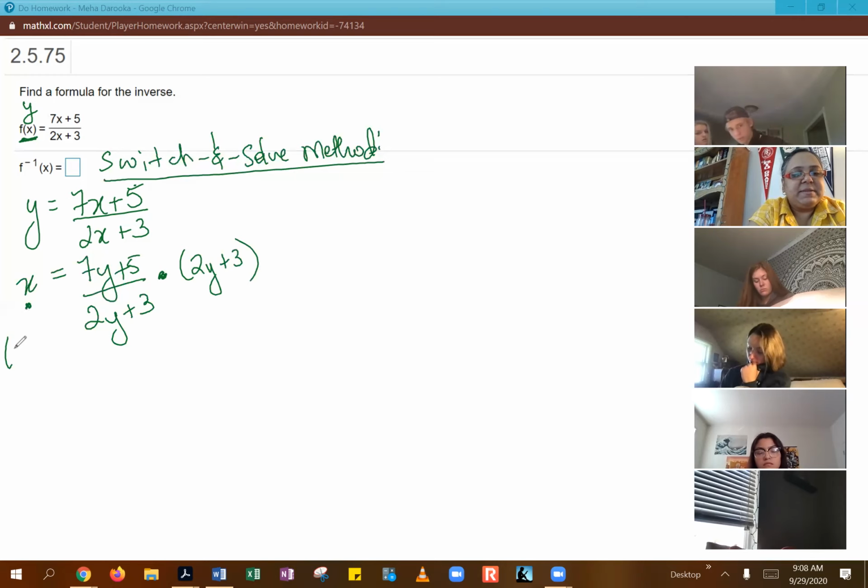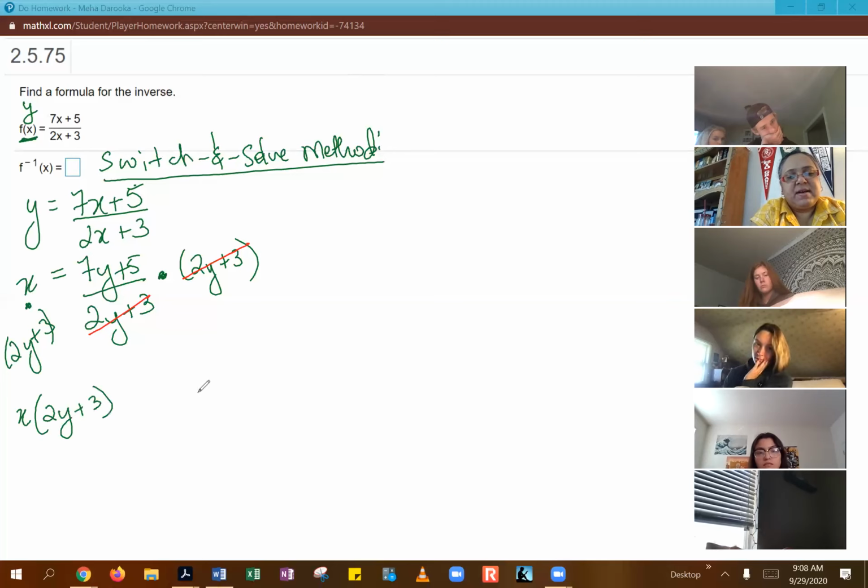So both sides multiply by 2y plus 3. Now on the right hand side, of course, what will happen is the 2y plus 3 will cancel each other out. So we should be left with x times the quantity (2y plus 3) on the left hand side. On the right hand side, of course, we cancel the denominator out. So you should be left with just 7y plus 5.